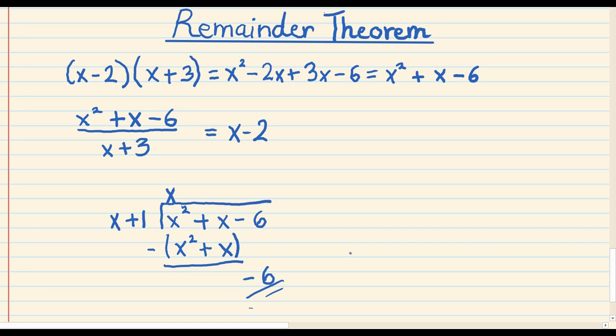For example, say dividing 10 by 3, you would get 3, so 3 times 3 equals 9, and then the remainder would be 1.